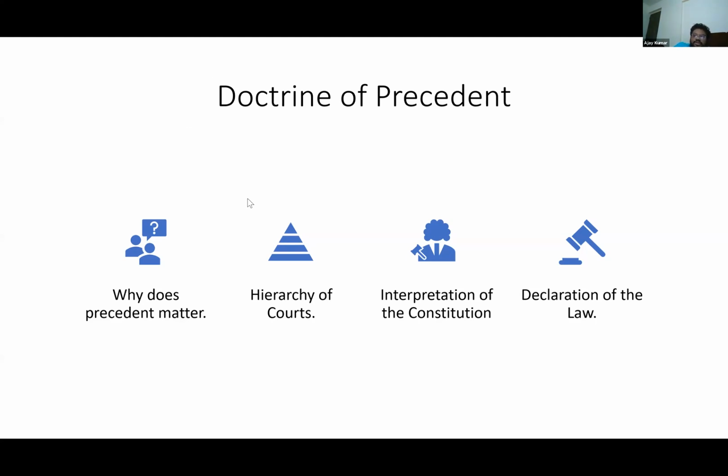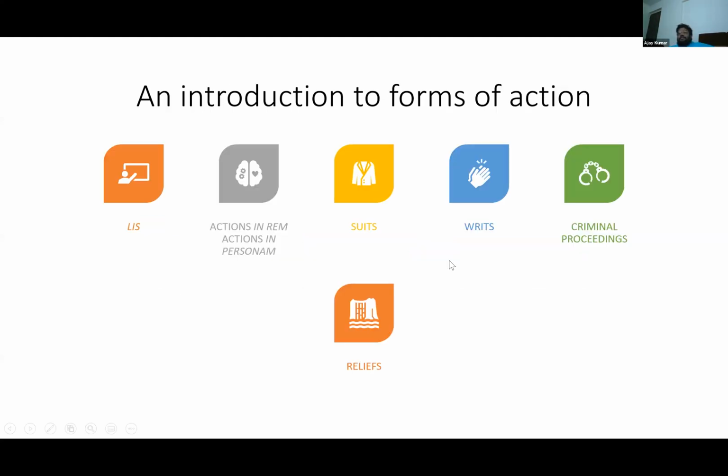So this is the Doctrine of Precedent. I budgeted a lot more time for discussion, but I think we now genuinely have time not just to do an introduction, but to do a proper introduction of what I call forms of action. Now, this is a question I'm asking everyone. Feel free to unmute your mics and answer.